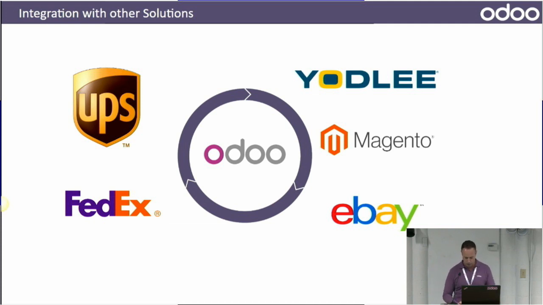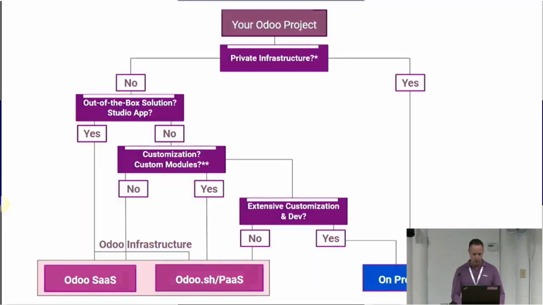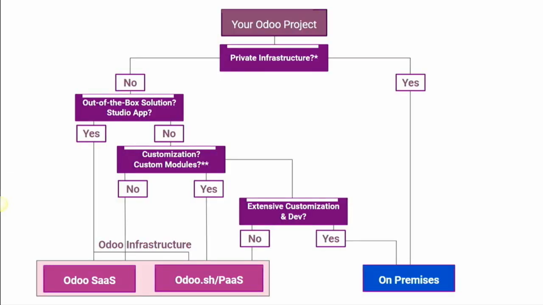Of course, we have Magento and eBay. So when and why should I use Odoo.sh? First, let's start with when. I created this chart real quick. This is a rough guide, and I'd be more than happy to distribute this presentation or this slide as well.